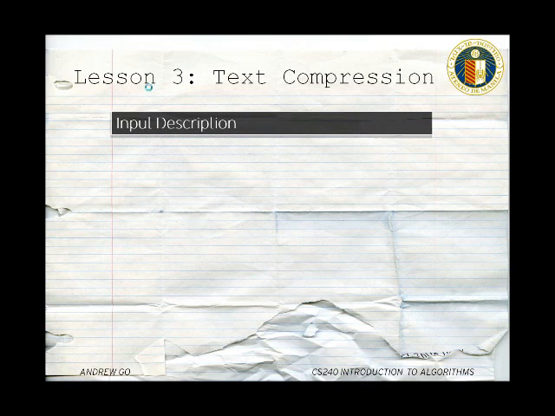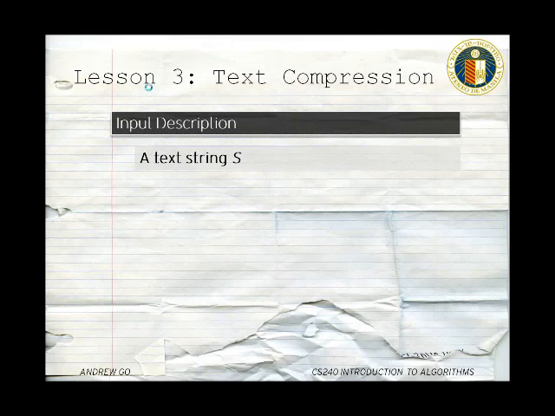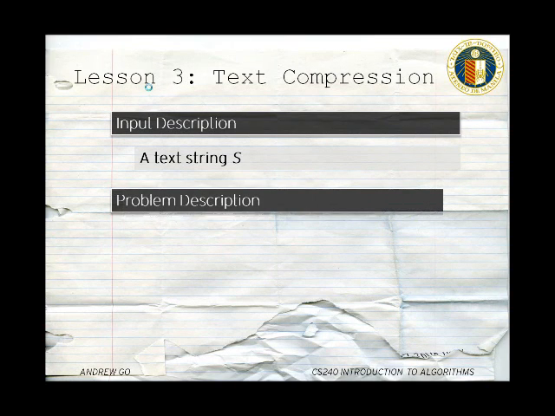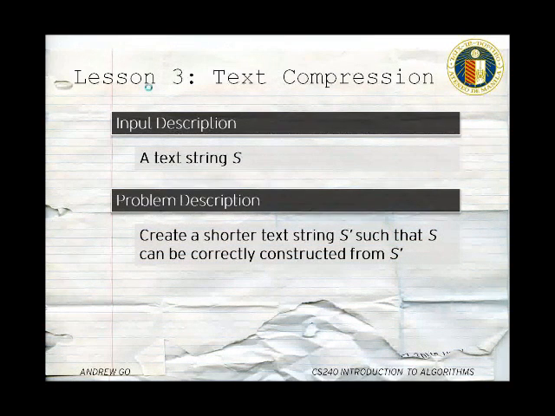Children's rhymes and stories are good examples for text compression because they often involve repeated words and sequences. So, in text compression, we have an input text string S, and what we wanted is to actually create a shorter text string S prime such that S can be correctly constructed from the S prime.